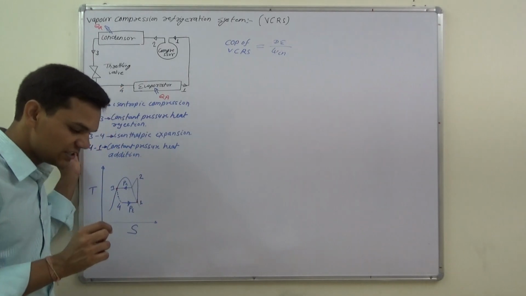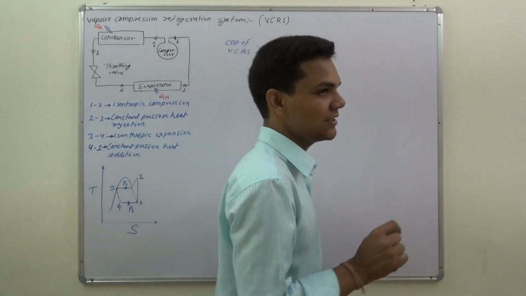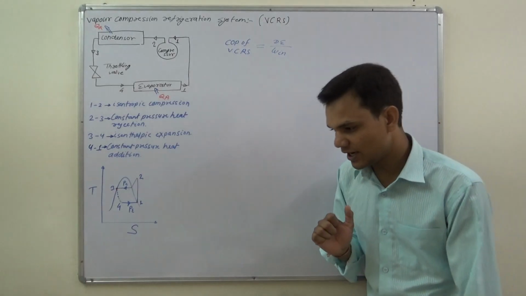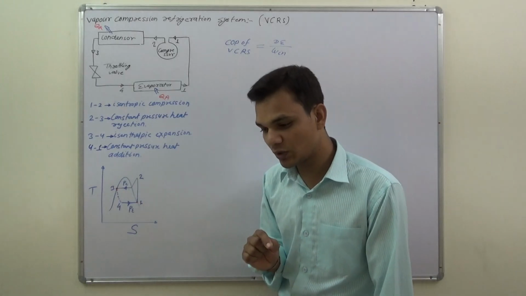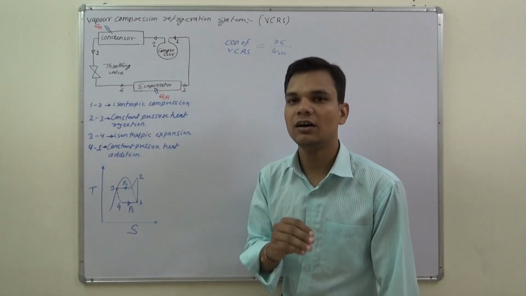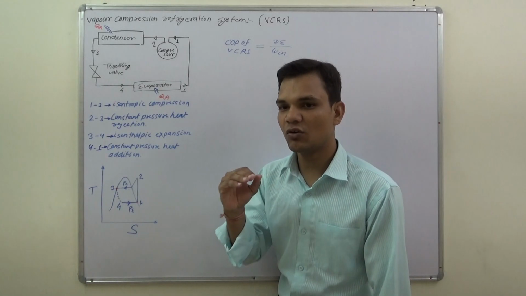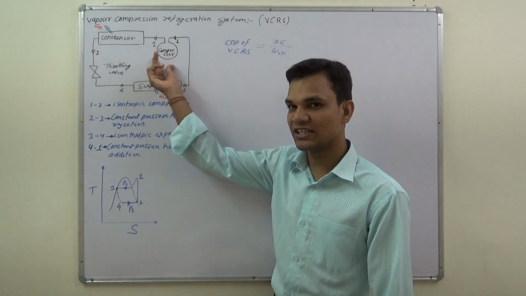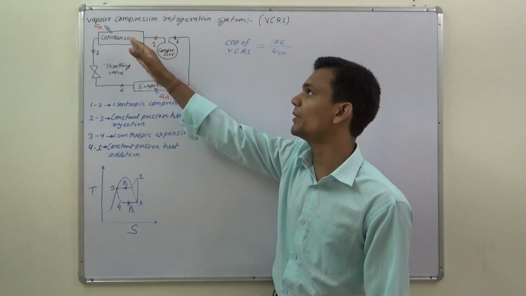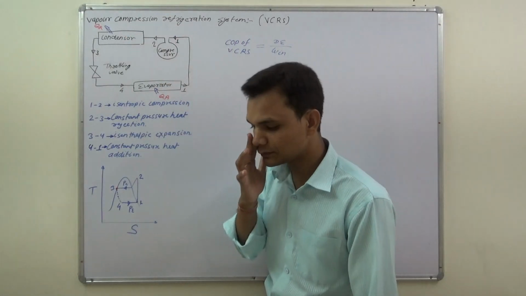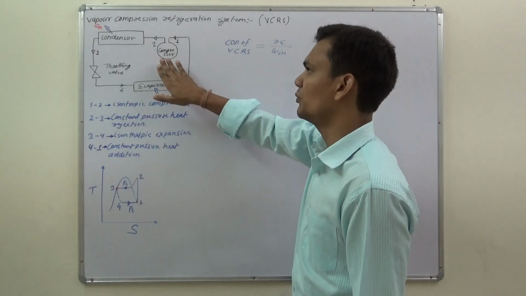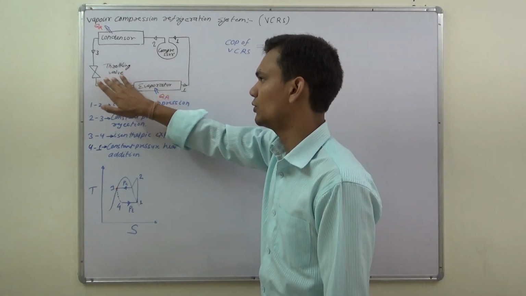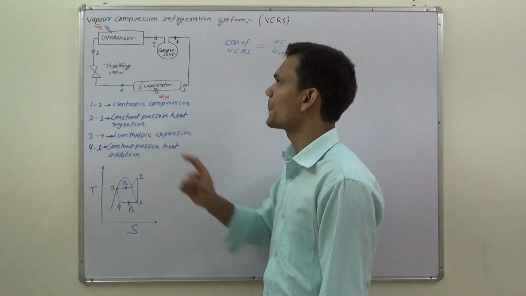Why is it called VCRS, meaning vapor compression refrigeration system? Here we use a compressor to compress the working fluid from lower temperature or pressure to higher pressure. So by the name of this compressor, this cycle is called vapor compression refrigeration system. Here I draw four components: compressor, condenser, throttling valve and evaporator.